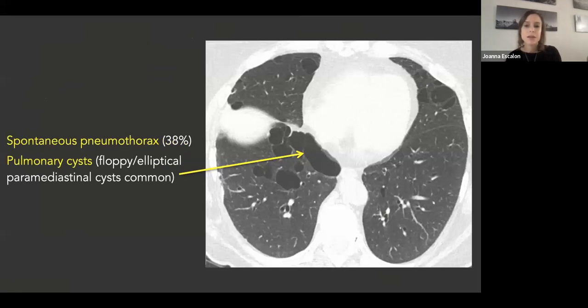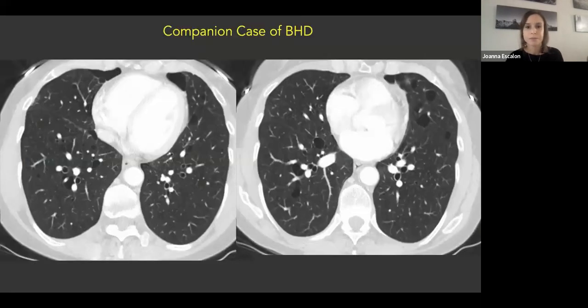And what you're going to see about these cysts is that they tend to be what's called floppy or elliptical in shape, and often paramediastinal. So they don't look round like in all the other diseases that we showed. These patients also, like most cystic lung diseases, can get spontaneous pneumothoraces. Often that's how they're diagnosed.